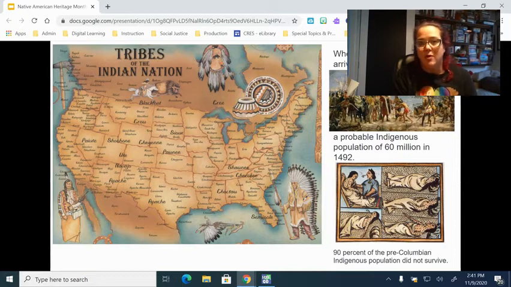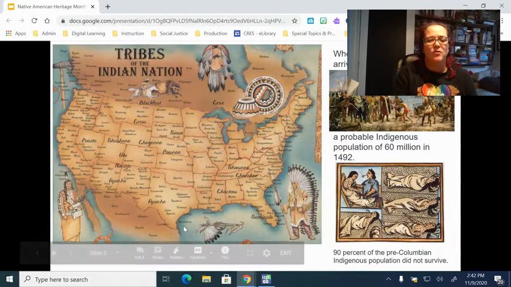Unfortunately, when the Europeans came, they also brought their sicknesses, their flu bugs, their colds, smallpox, and some other nasty bugs. And the natives didn't have any immunities to that. So after contact, about 90% of the pre-Columbian indigenous populations did not survive. So we lost a lot of people to disease after Europeans showed up.